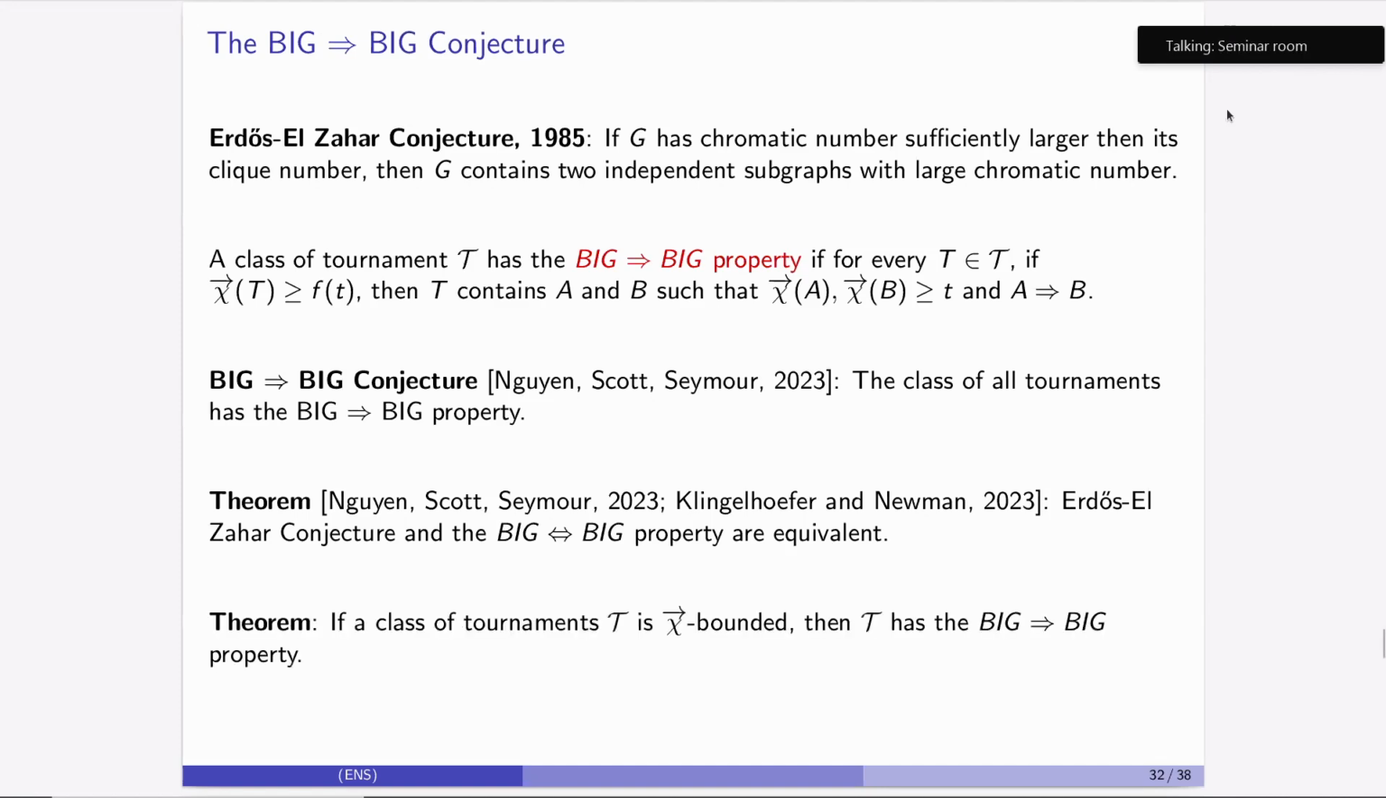And why do I speak about that? Because we proved that if a class of tournaments is chi-bounded, then it has this property. Inside of this class, if I take a tournament with a very large dichromatic number, I can find those two guys. And here the proof is not easy.